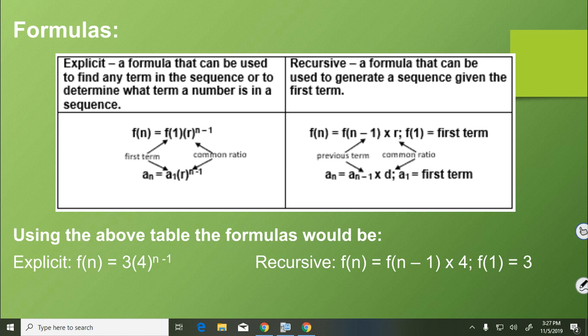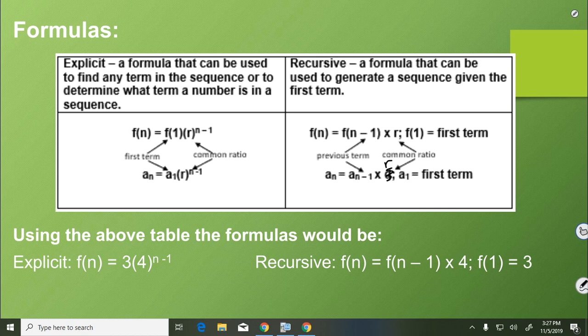Then a recursive formula is a formula that can be used to generate a sequence given the first term. So again, in two different ways, f(n) = f(n-1) times r, where the first term is given, and a(n) = a(n-1) times r, not d, where the first term is also given. And f(n-1) and a(n-1) are the previous term. So we're plugging in the term before to get the next term.